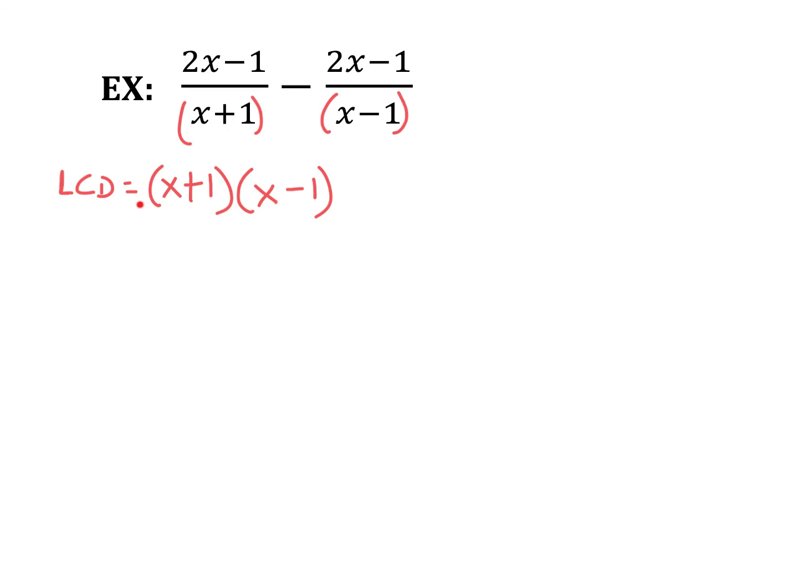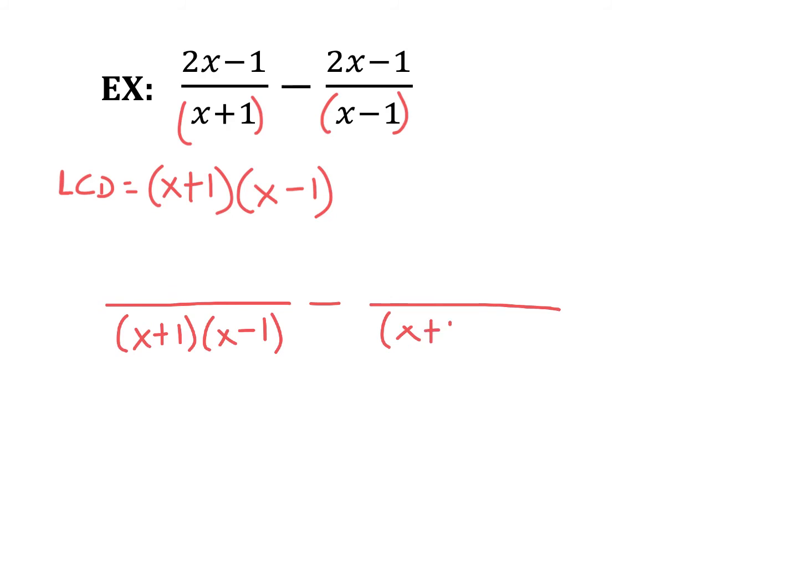So we build our way towards our least common denominator in this particular case of x plus 1 times x minus 1. All right, now that we have our least common denominator determined, we're going to rewrite each one of these rational expressions in terms of that least common denominator. So I'm just going to write that least common denominator down.